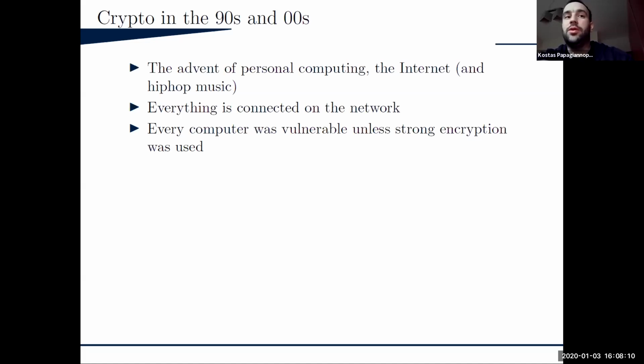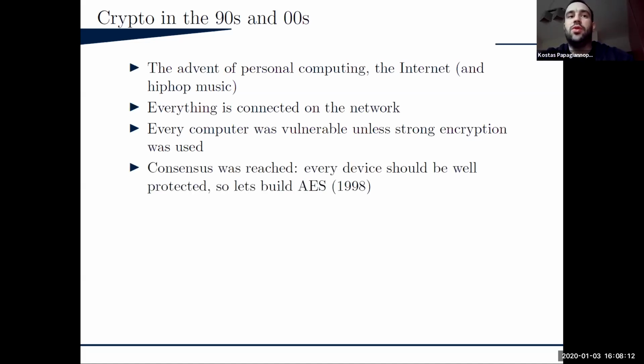You had to use strong encryption to protect everyone. So this was the consensus that people reached in the 90s, that every device should be adequately protected with something that is built in and effectively encrypts data within it. All this effort piled up and built the Advanced Encryption Standard in 1998.